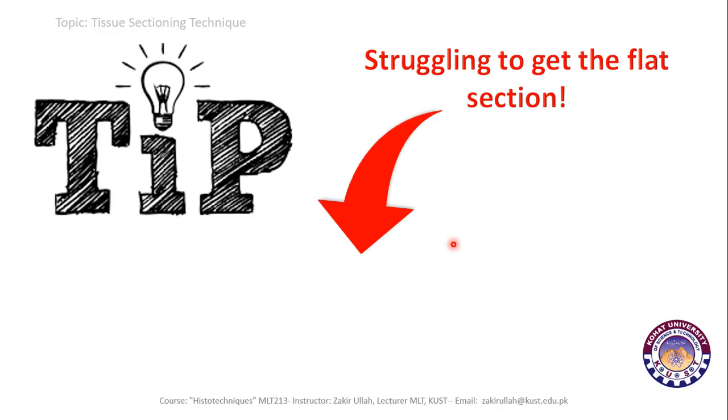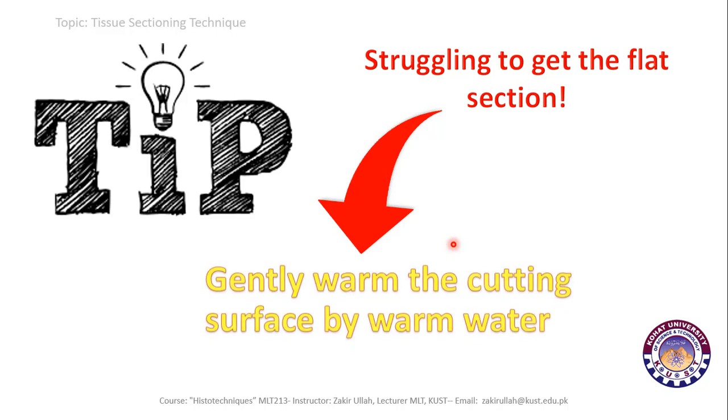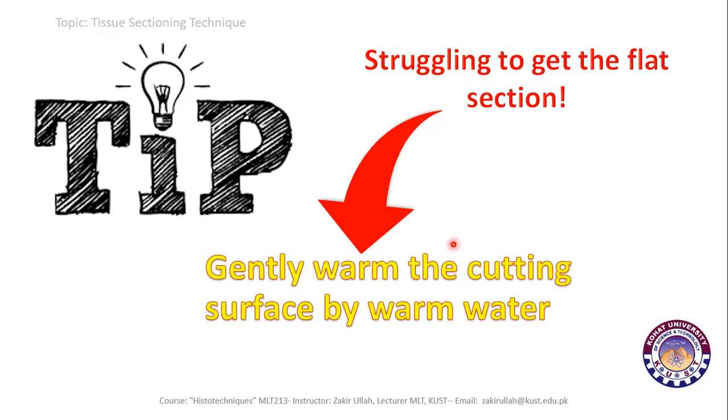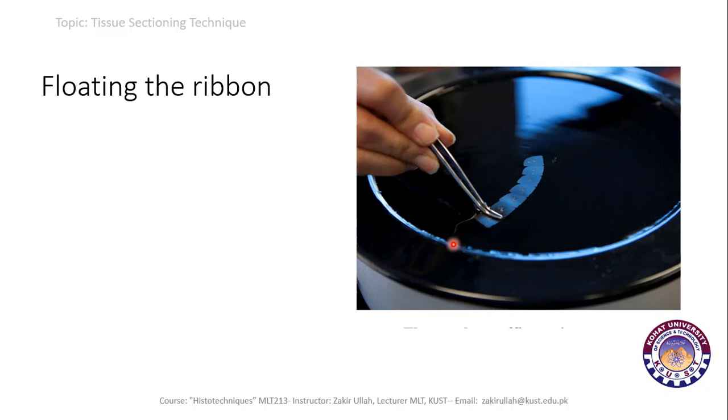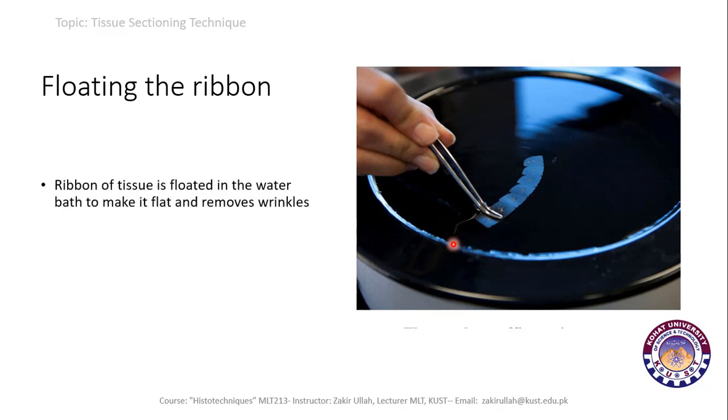If you are struggling to get a flat section, then the tip for this is to first gently warm the cutting surface with warm water. So you will get a thin flat section. When the tissue is placed in the flotation chamber, the ribbon of the tissue is floated in water to make it flat and to remove all the wrinkles that are produced during ribbon formation and during cutting of the section.